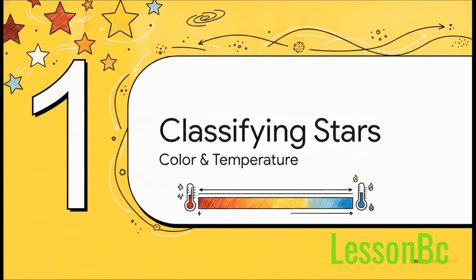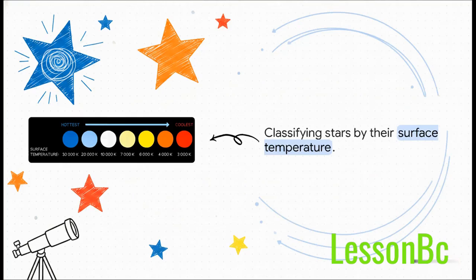Classifying the stars. Before we can really understand how stars evolve, we need to know how we categorize them. And here's something that's kind of counterintuitive. On Earth, we're used to the red tap being hot and the blue tap being cold, right? Well, in space, it's the exact opposite. A star's color actually maps directly to its surface temperature.